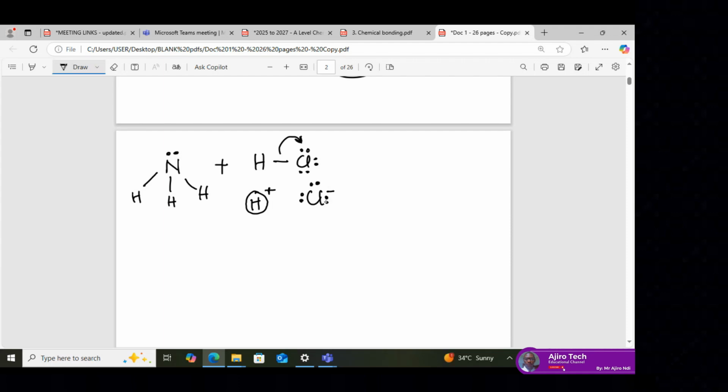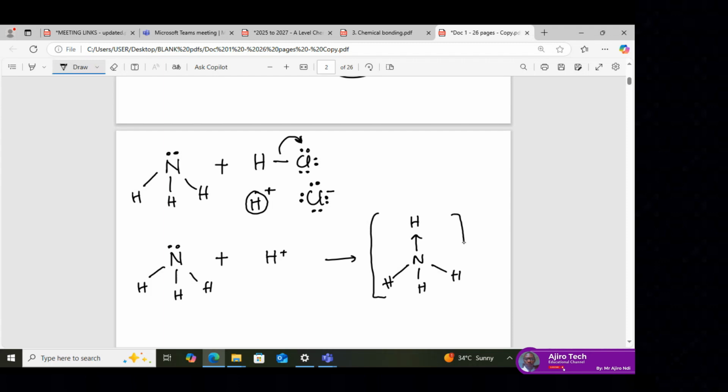Do you agree? Yes. Now, this hydrogen now goes to the ammonia and forms what? Ammonium. So first of all, have NH3 with H plus. What will be the answer? N, H, dative bond, H, N, H, H. Is that ammonium? Do you agree?